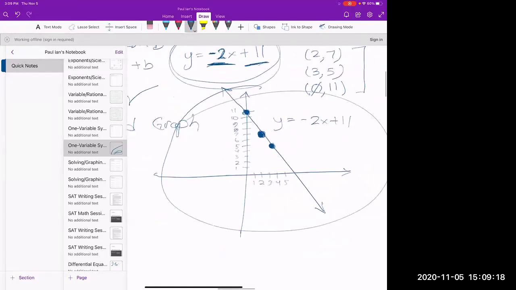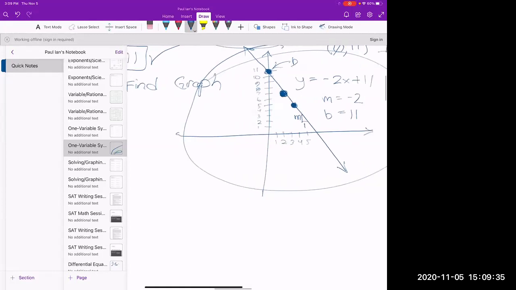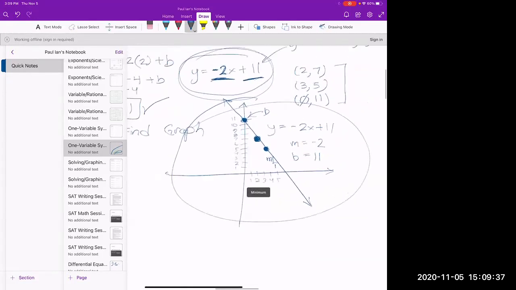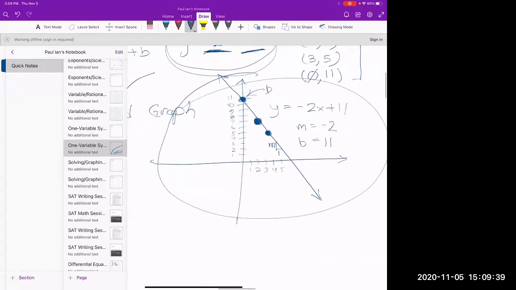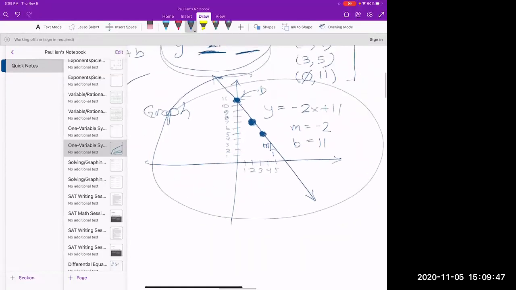That's your line. And then m equals negative 2, which is your slope. b equals 11, which is your y-intercept. And then b is right here. m is this guy. Okay. That's really the essence of the line. If you can do up to that point, you're really good to go, like halfway through algebra, really. And everything else is just solving for quadratic equations and all of that.